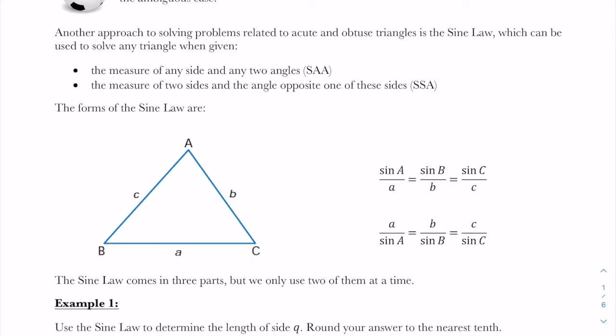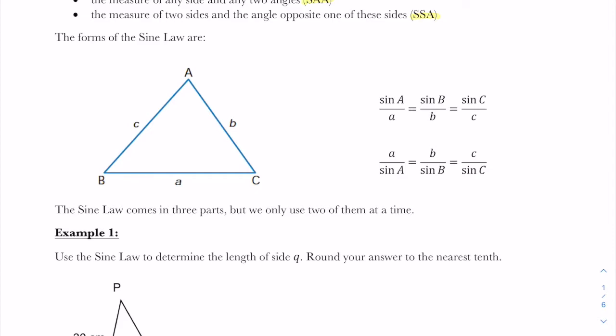Whenever solving problems related to both acute and obtuse triangles, we could use the sine law. You can use the sine law whenever you have a triangle with one of the two following conditions. The first is when you're given the measure of any side and any two angles. We call this side angle angle, or SAA for short. And the second being when you're given the measure of two sides and the angle opposite to one of those sides. This is the side-side angle, or SSA case. When presented with either, you can use the sine law, which is shown below.